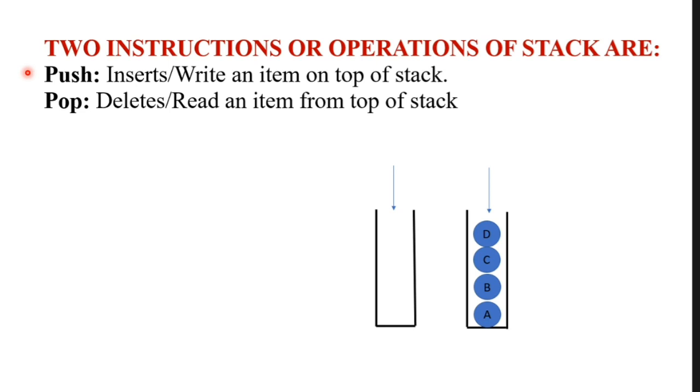Let's see how the push operation is executed. Whenever I want to insert or write data in my stack memory, we have to use a push instruction. Suppose I want to enter the data A in my stack memory, I will say push A. So A will be pushed in my stack memory. The second element I want to push, I will say push B. B will be pushed and so on.